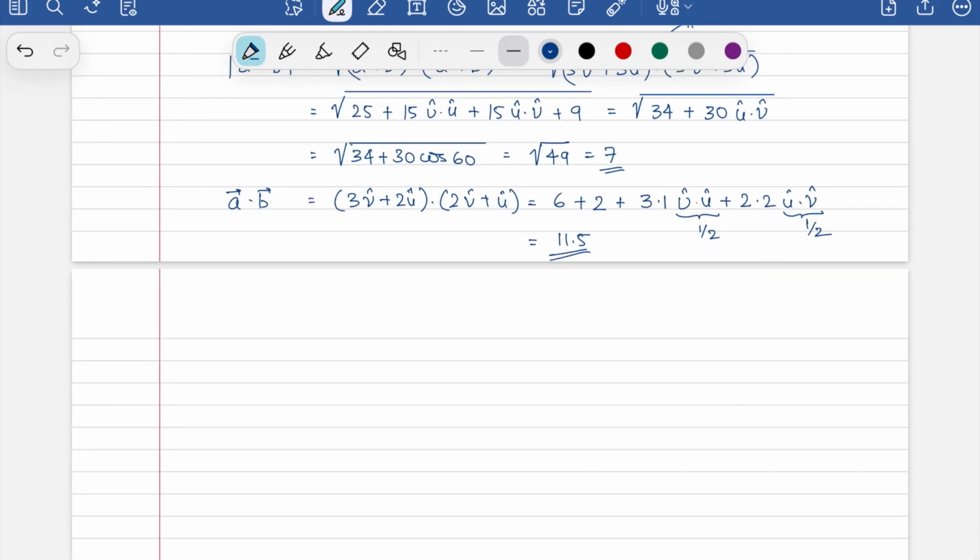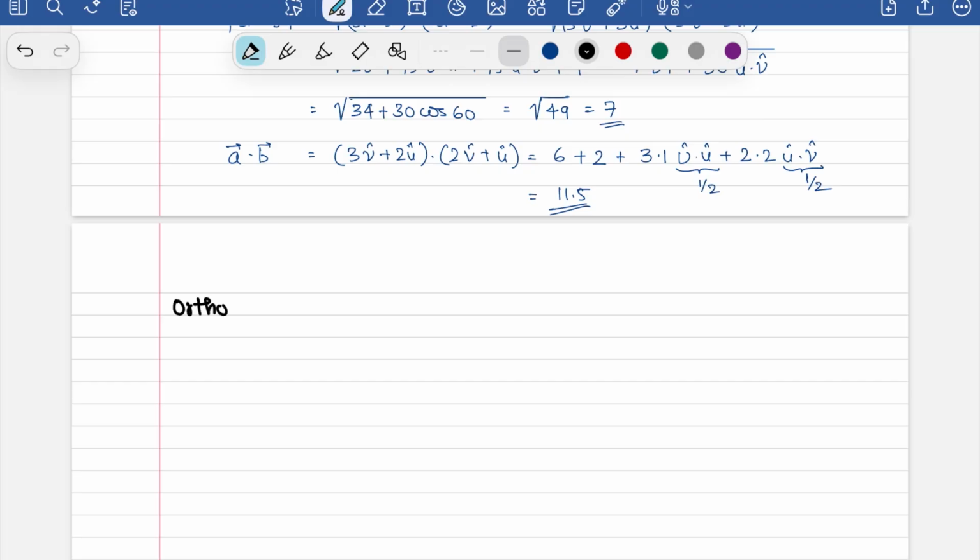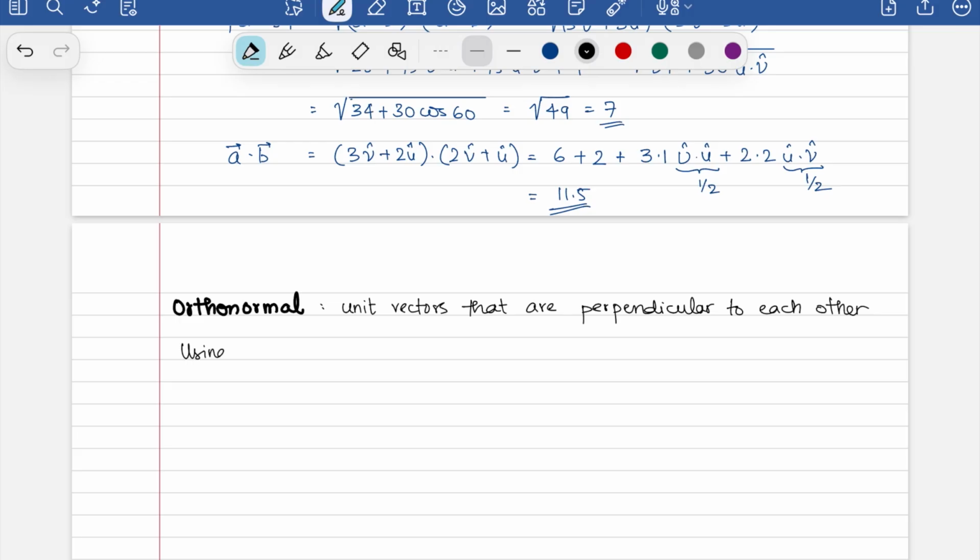Okay, so orthonormal vectors are, well, I guess I will define it now. So orthonormal means unit vectors that are perpendicular to each other. And so using orthonormal bases as a representation of space is super useful. That's what we just found.